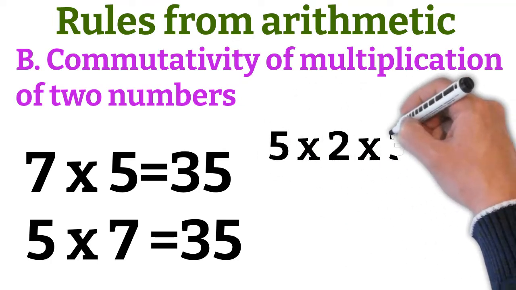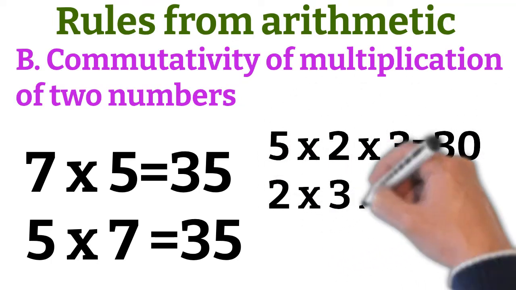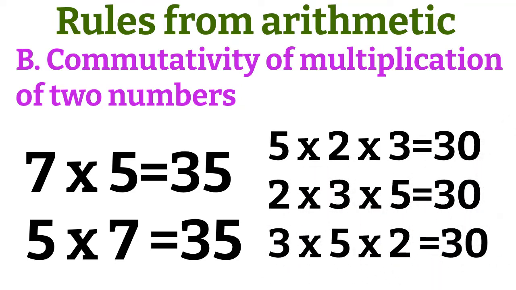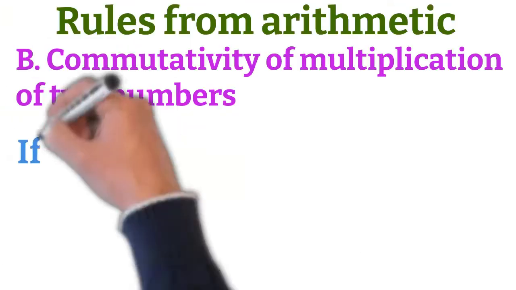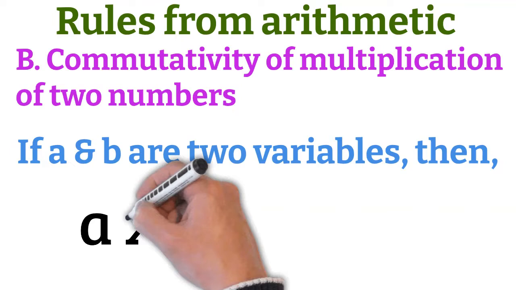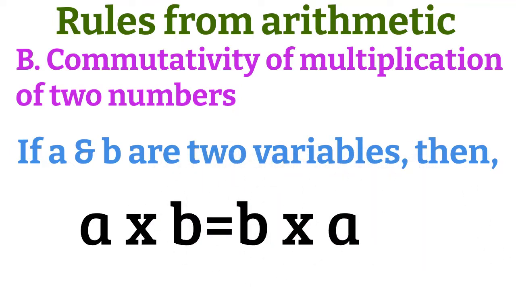Likewise, 5 into 2 into 3 equal to 30. 2 into 3 into 5 equal to 30. And 3 into 5 into 2 is also equal to 30. Now, using the variables, we can make it a general rule that if A and B are two variables, then A into B equal to B into A.